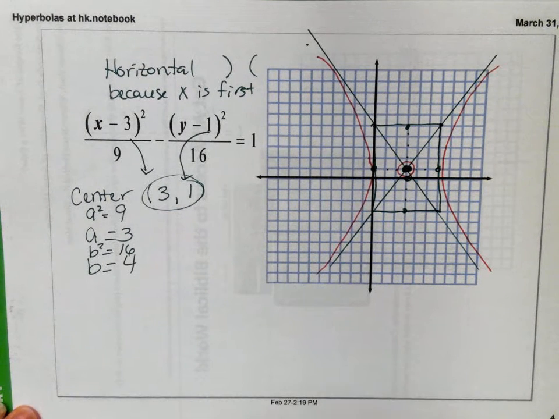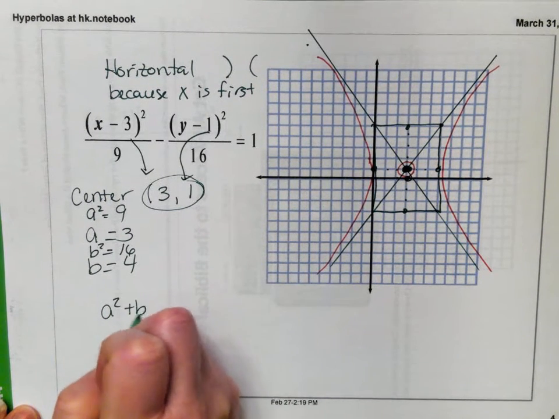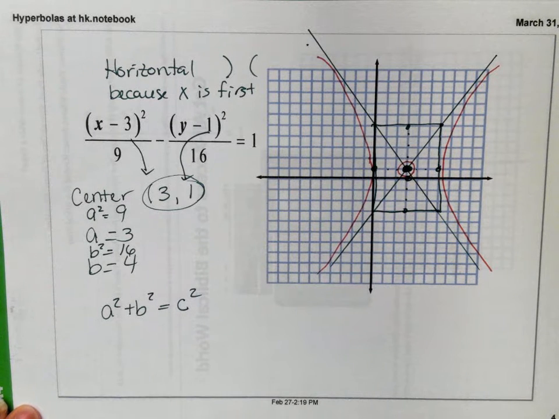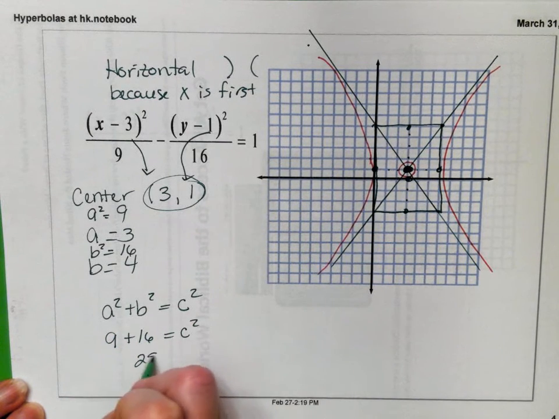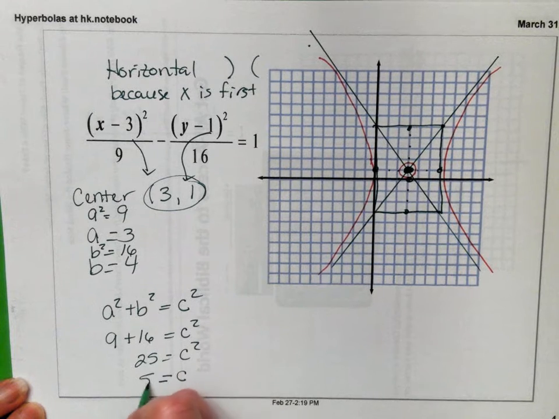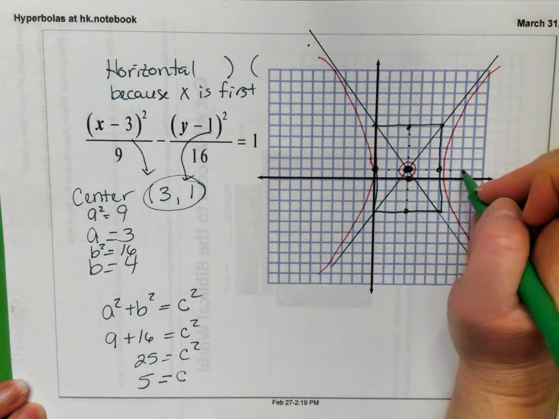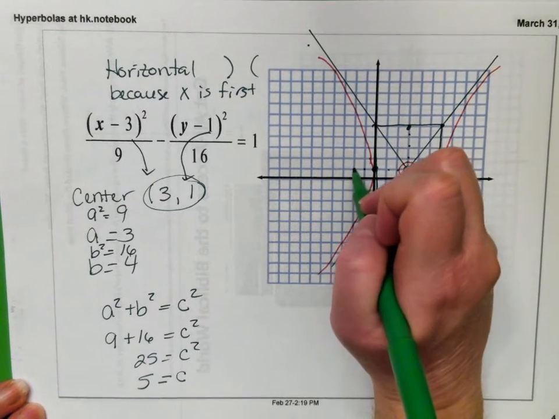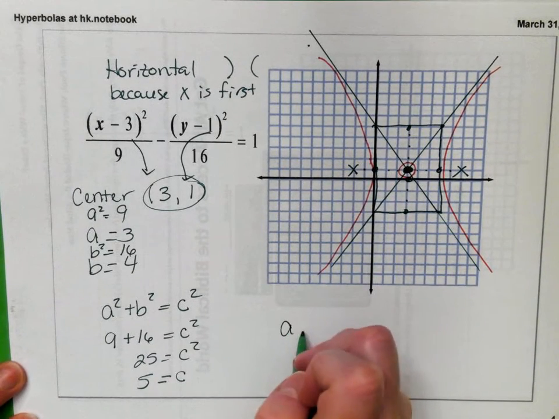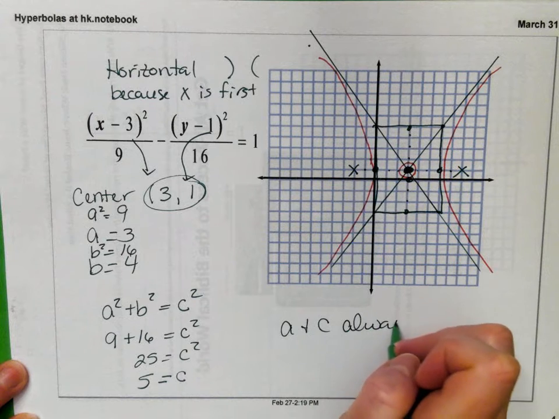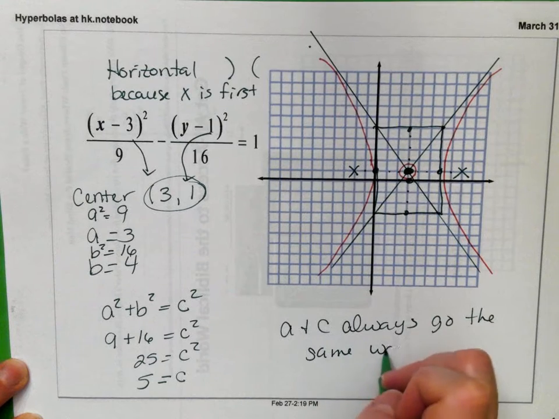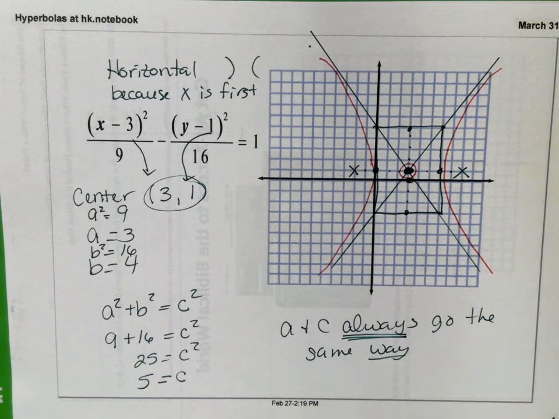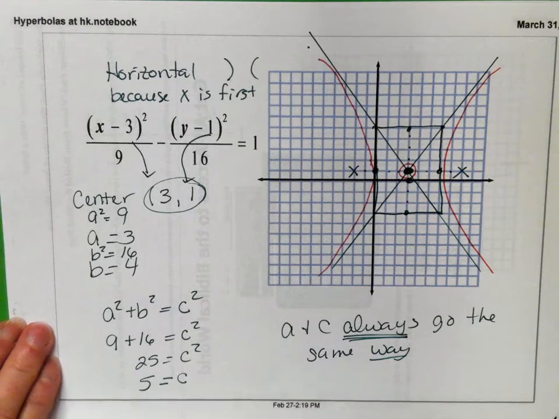All right, remember the equation for foci? A squared plus B squared equals C squared. In an ellipse it was minus. In a hyperbola it's plus. So 9 plus 16 is C squared, so 25 is C squared, so C must be 5. This was 3, here's 4, here's 5. Remember, A and C always go the same way. Okay, there's our first example.